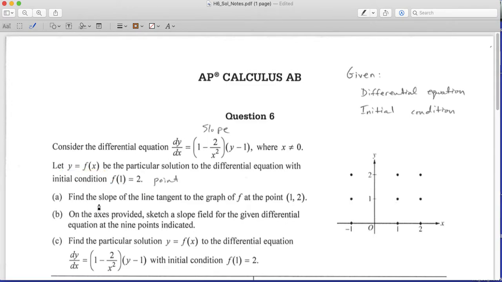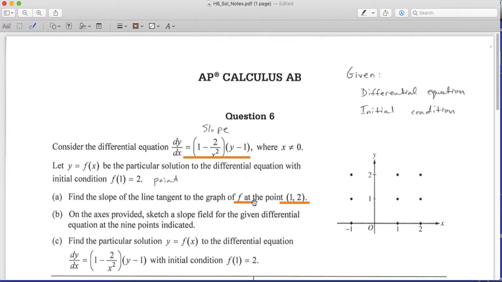They want the slope of the line tangent to the graph at a point, the graph of f. So what do you need? We need the slope. How do you find the slope? It's a derivative. How do I find the derivative of f? Well, they gave it to you. This is the derivative right here of f. That's what that notation means because y is equal to f.